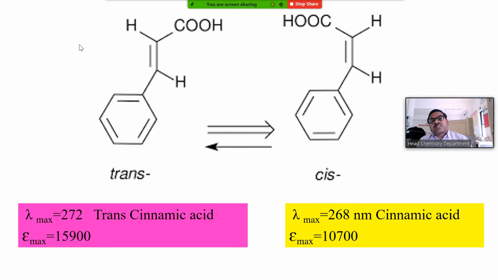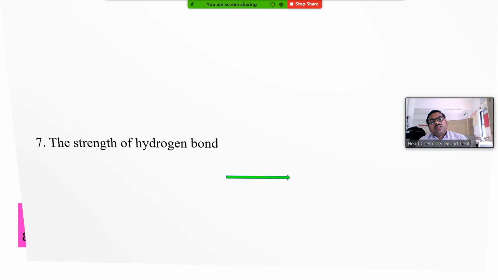So look at this: in the trans compound, as the two bulky groups, the COOH group and the phenyl ring, are away from each other, they don't have any steric hindrance, therefore it has lower energy and a higher lambda max. If you look at the second one, cis cinnamic acid, you'll find that the COOH group and the phenyl ring are coming closer, present on the same side, and they have steric hindrance. Therefore that value is 268 nanometers. So trans cinnamic acid has the higher lambda max, while cis cinnamic acid has the lower lambda max.